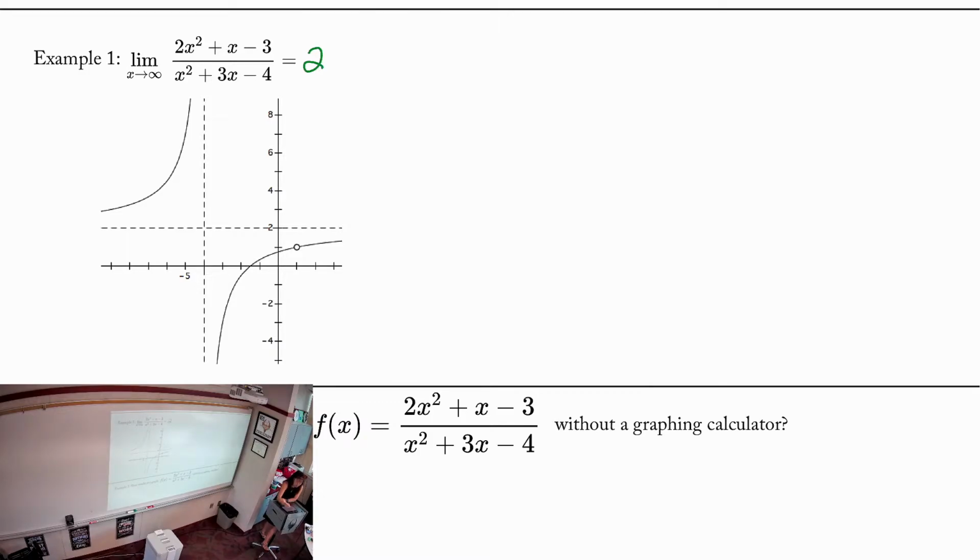Originally, when you were taught this, the mathematical way to do this is to take the highest exponent of x in the denominator and divide everybody by it. This is the mathematical way of doing it that nobody cares about, unless you're going to become a pure mathematician.